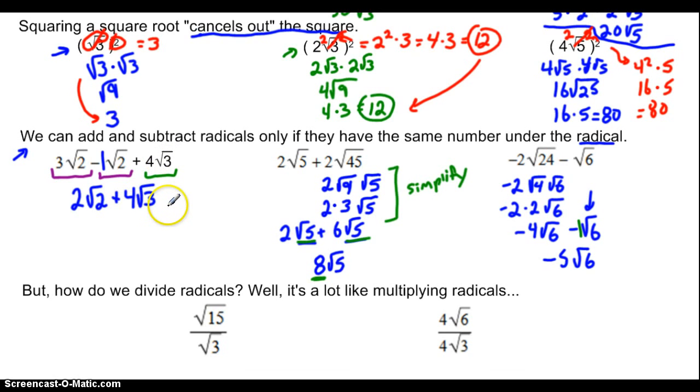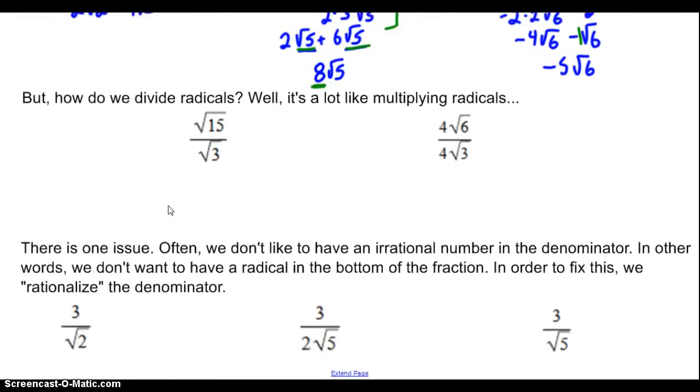We've learned how to multiply, add, subtract, simplify everything. We've got one last thing to do. What about dividing radicals?